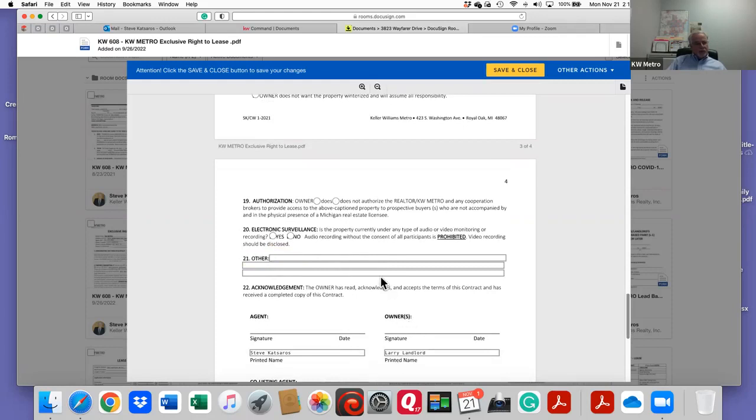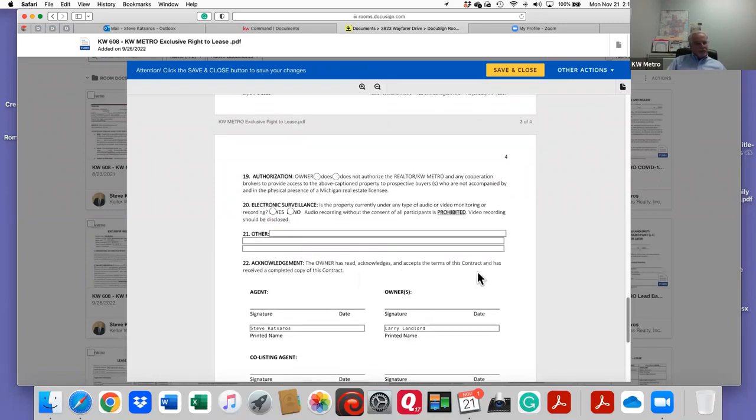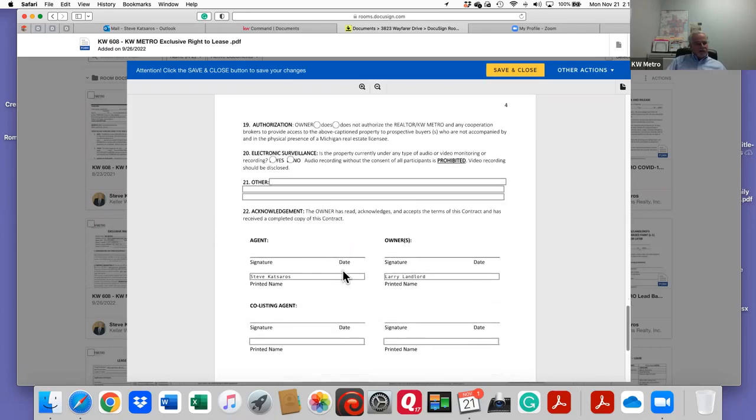Again, you would use 21 for, whatever, maybe the property the listing doesn't want to start for 2 weeks, or you're going to take it down between Thursday of this week till Sunday of this week, because people don't want any showings during Thanksgiving, whatever you could put in here. And then you're just acknowledging that it's signed by all parties.